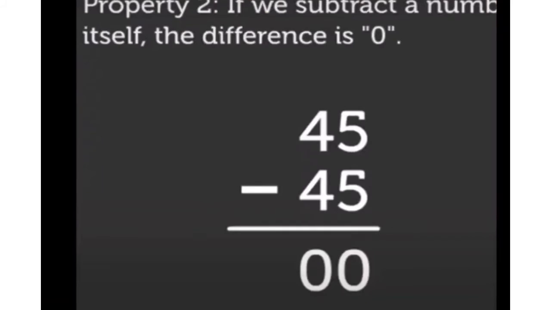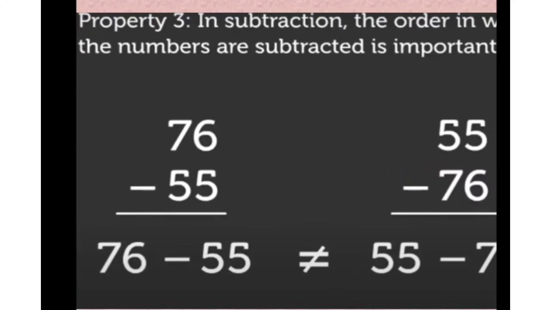Next property, if we subtract a number from itself, the difference is 0. See, this is a very simple property, no calculation, nothing, you directly write down the answer 0. What is the property? If we subtract a number from itself, the difference is 0. Next, in subtraction, the order in which the numbers are subtracted is very important.